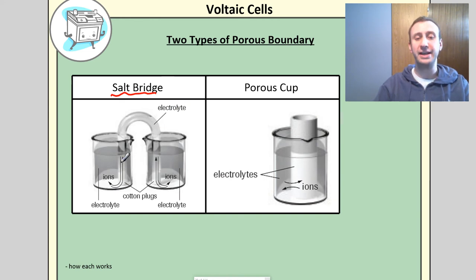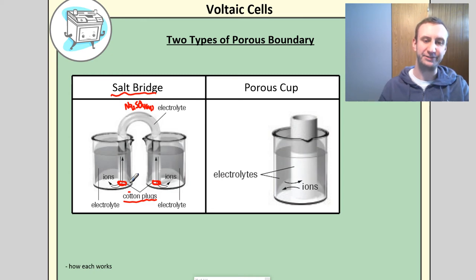And so what a salt bridge is, I have a shape of a U for a tube, a U tube. And then in that U tube, I have an electrolyte. This is often sodium sulfate, much of the time, Na2SO4 aqueous. And then at the ends of this, I have a porous boundary. So they kind of have this labeled as cotton plugs. It could be some kind of ceramic or something that allows ions to move through, but again stops complete mixing of chemicals from happening. So cotton plugs would also work.